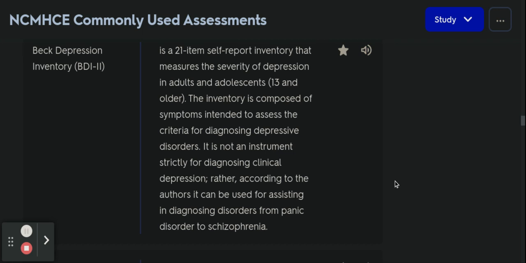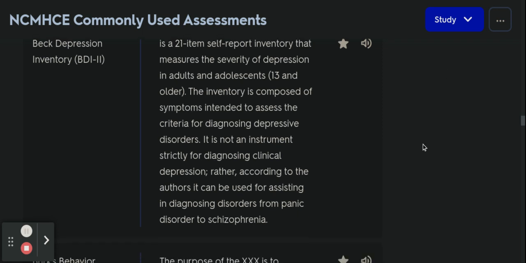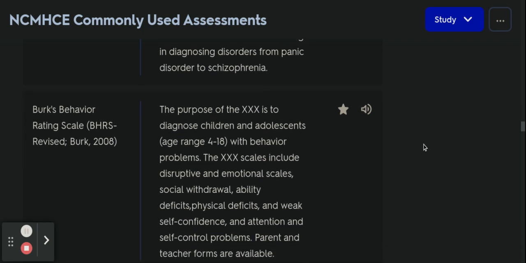Beck Depression Inventory, BDI-2, is a 21-item self-report inventory that measures the severity of depression in adults and adolescents 13 and older. The inventory is composed of symptoms intended to assess the criteria for diagnosing depressive disorders. It is not an instrument strictly for diagnosing clinical depression. Rather, according to the authors, it can be used for assisting in diagnosing disorders from panic disorder to schizophrenia.